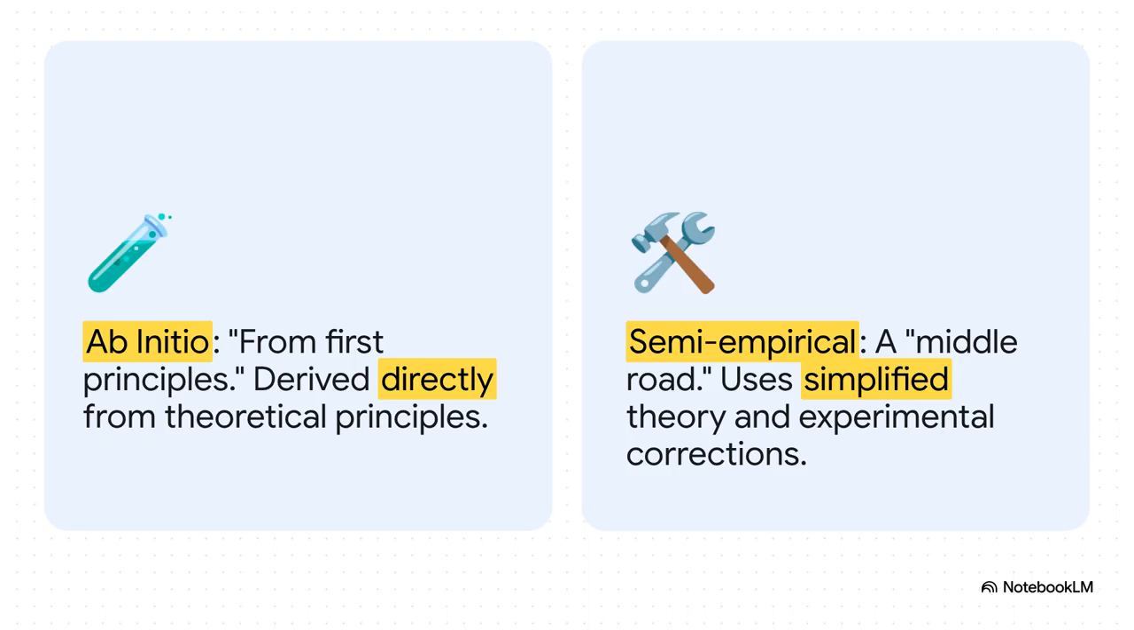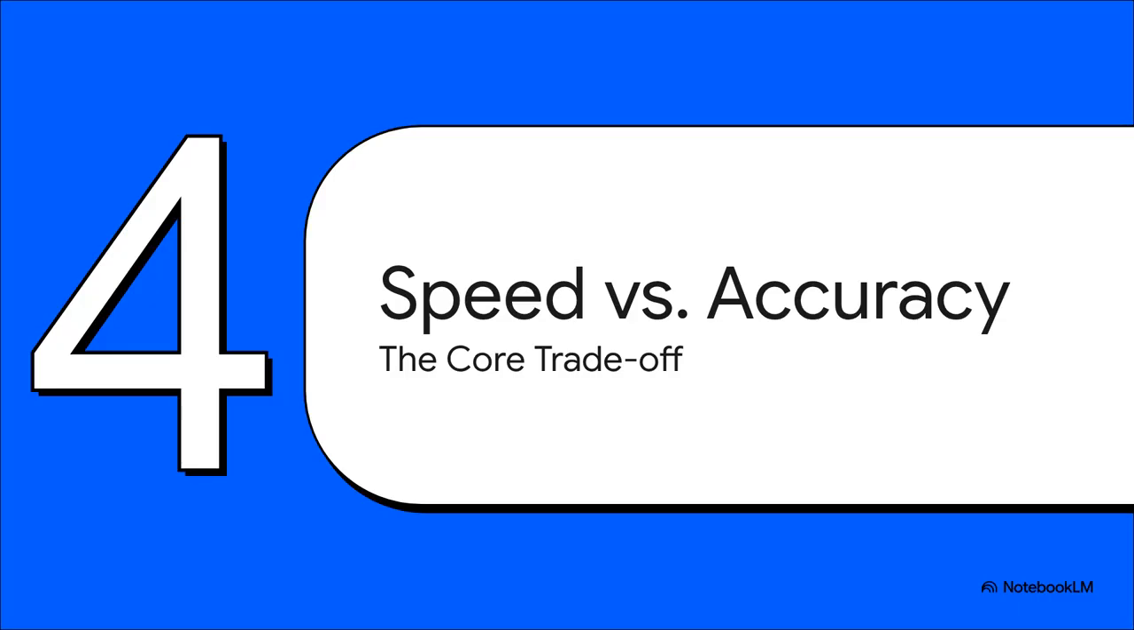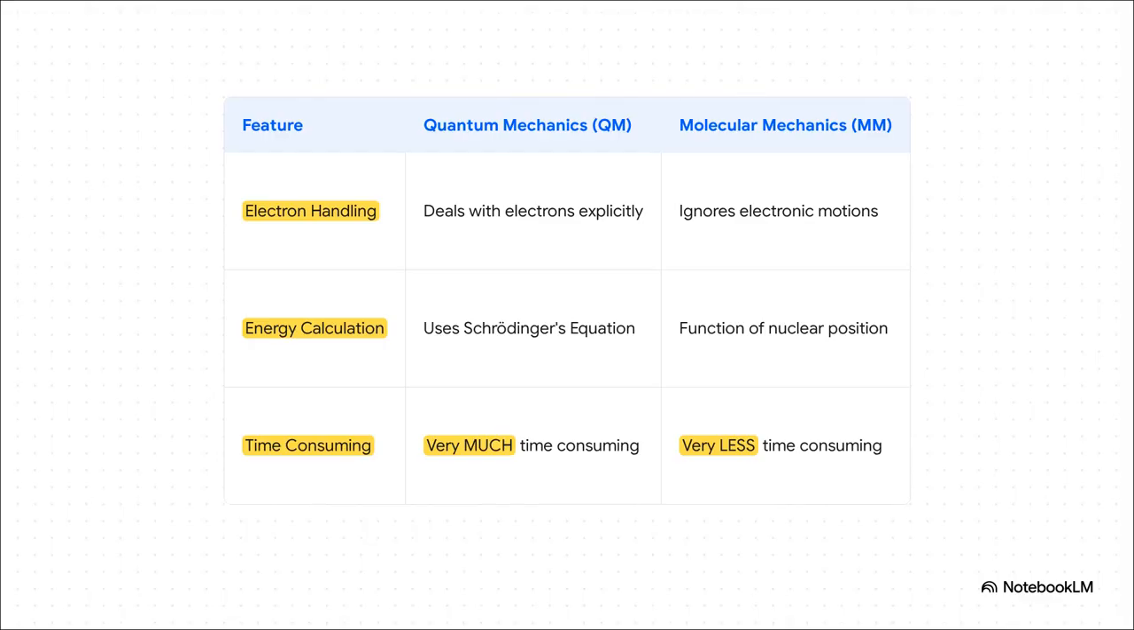Then, on the complete opposite end, you have these semi-empirical methods. These take a shortcut. They use a simplified theory and then patch it up with data from real-world experiments to get answers way, way faster. Okay, so we've got these two different worlds, the fast, simple, classical world and the super detailed but very slow quantum world. It's time to put them head to head. And this brings us right to the core trade-off in all of computational chemistry, this constant battle between speed and accuracy. This table really lays it all out.